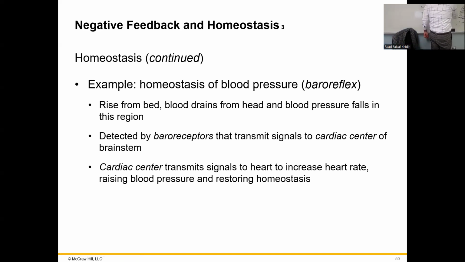We don't want hypertension, too much blood pressure. We don't want hypotension, too little blood pressure. We want eutension. So now let's see how your body can repair that.